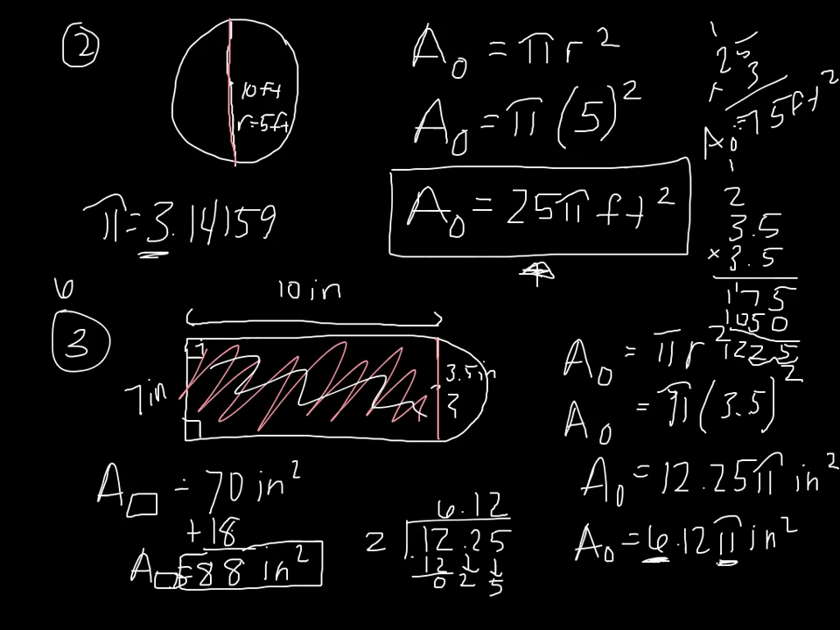Okay, so approximate means they just want you to multiply this by 3, and exact is when you're using pi in your answer. Okay, so that's what they're talking about when they say use an approximate area. That would be this one, multiplying it by 3, whereas here it'd be exact, 25 pi.